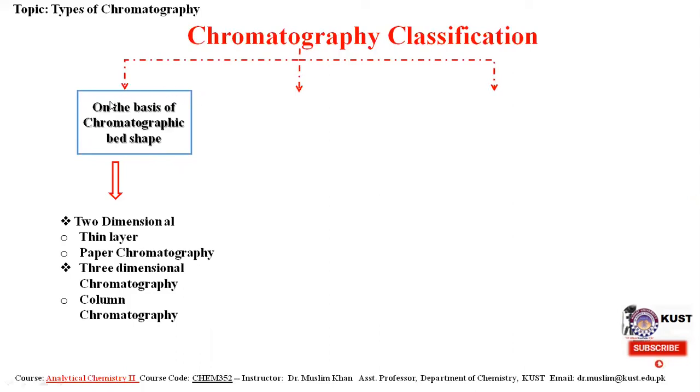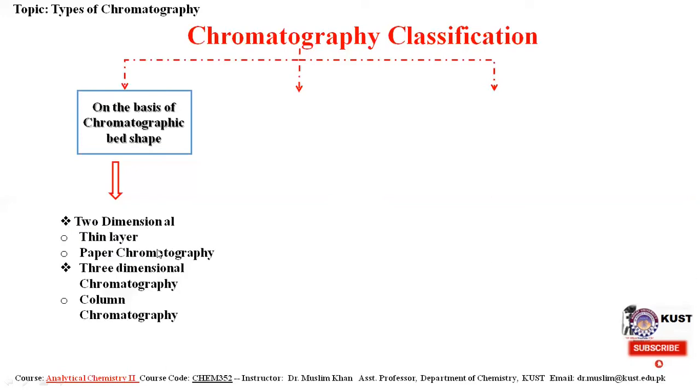How the chromatographic plane is held: either it can be held in the planar form, which is called planar chromatography. Planar chromatography is actually called two-dimensional chromatography. This is further divided into thin-layer chromatography and paper chromatography, and we have discussed these two chromatographies in detail.